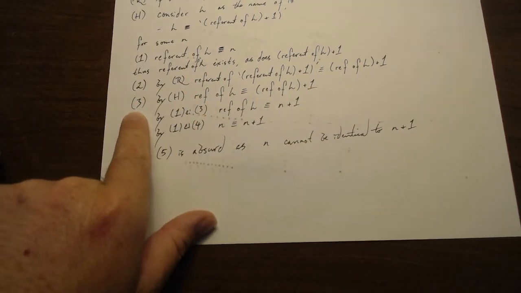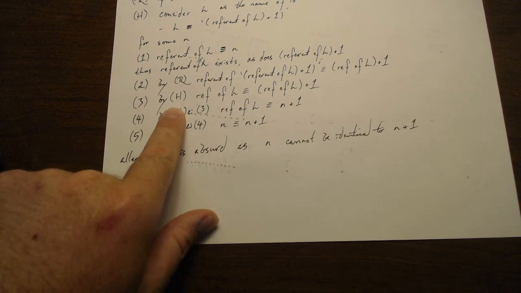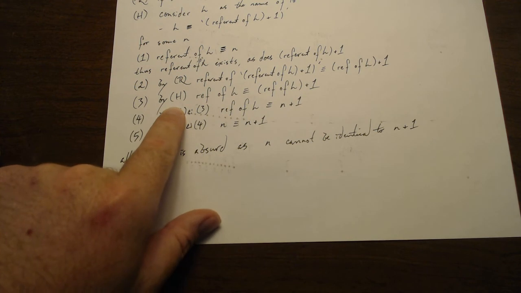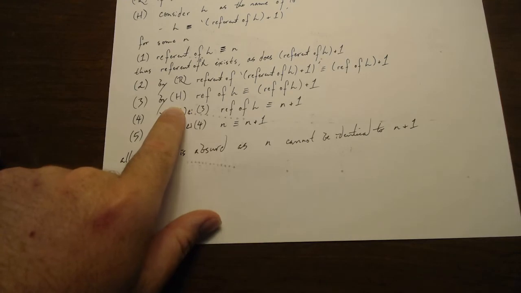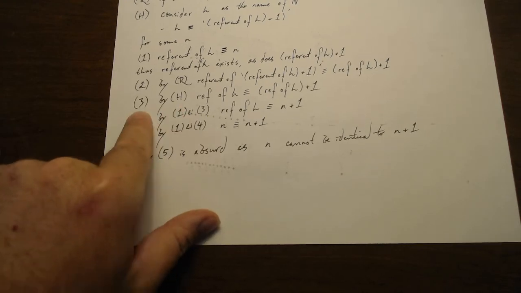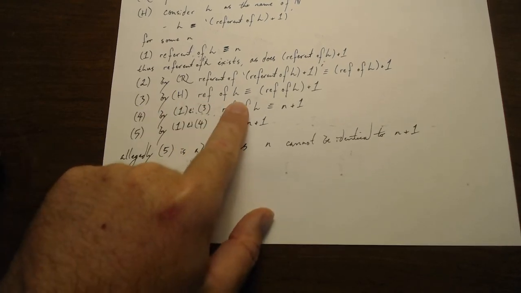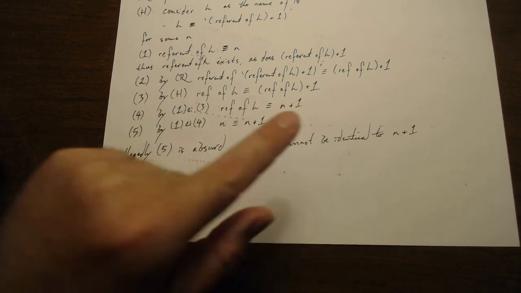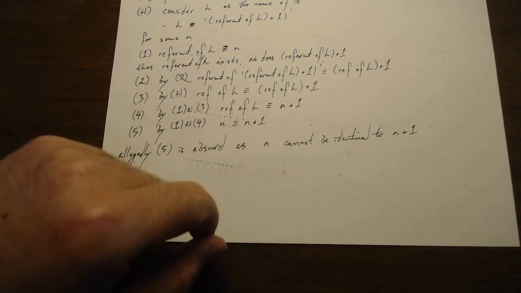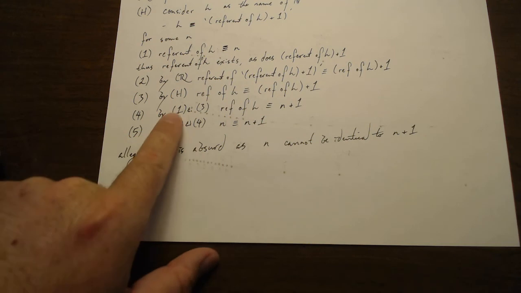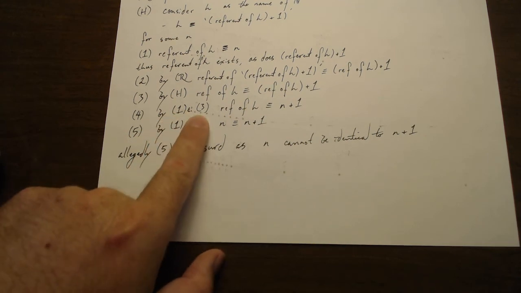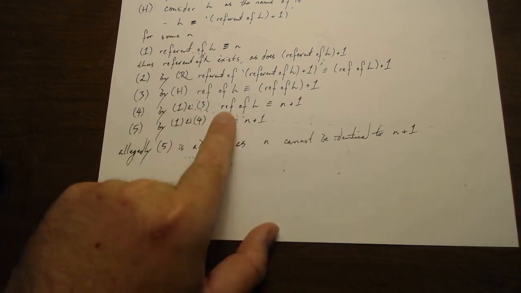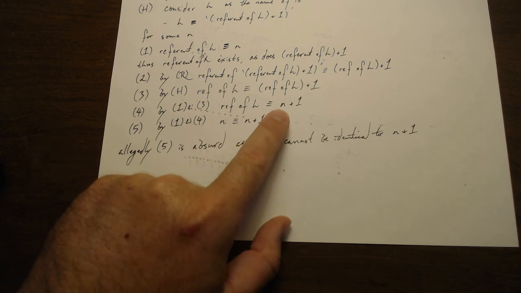And so by H and the principle of indiscernibility of identicals, I did not write that down, but I'm reading it to you, it is the case that 3, the referent of H is identical with the referent of H plus 1. But again, by indiscernibility of identicals, and 1 and 3, we get 4: the referent of H is identical with n plus 1.